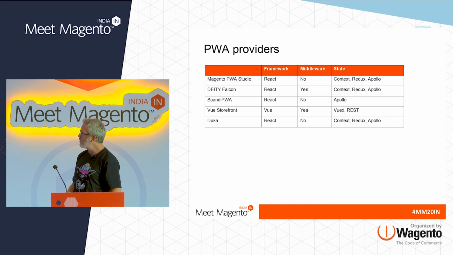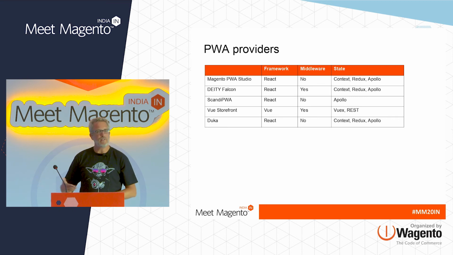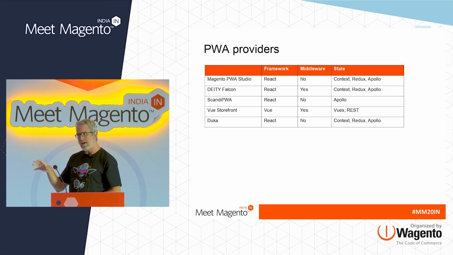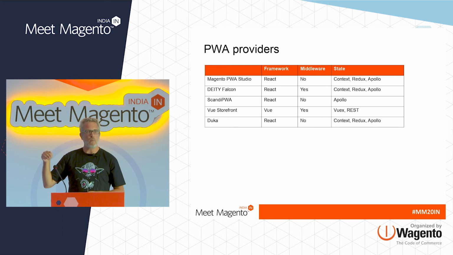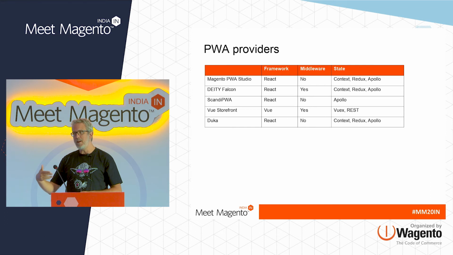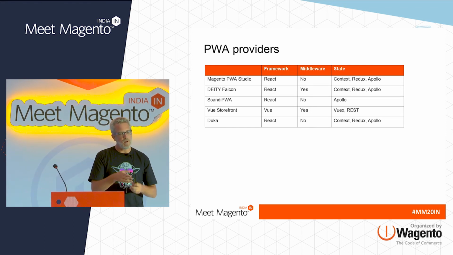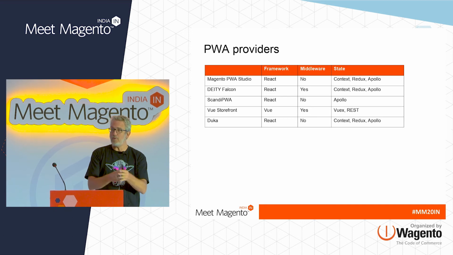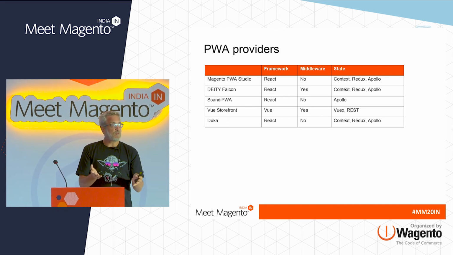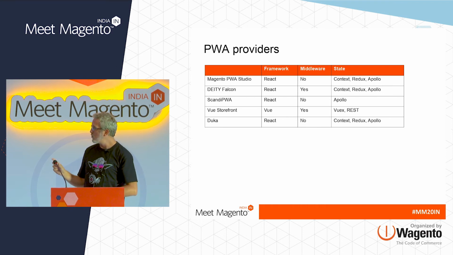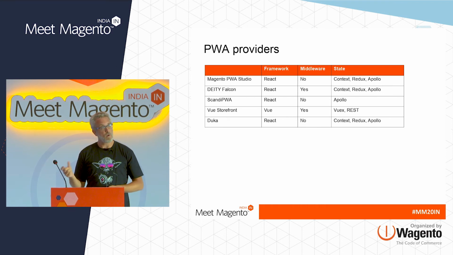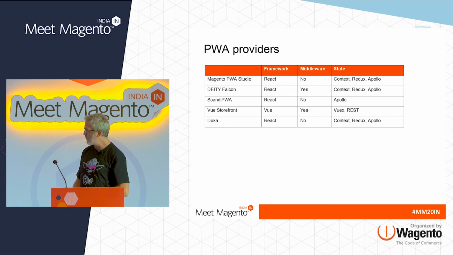So PWA Studio is using React as a framework and Deity is using the same thing. So in that way, they're more or less similar. However, PWA Studio is not requiring a middleware layer, but Deity is. And suddenly this flexibility pops up. So Deity is introducing a node-based middleware layer so that you can connect your own PWA to Magento, but theoretically to other e-commerce systems as well. And for instance, Deity is currently also partnering up with BigCommerce, so a competitor of Magento itself.